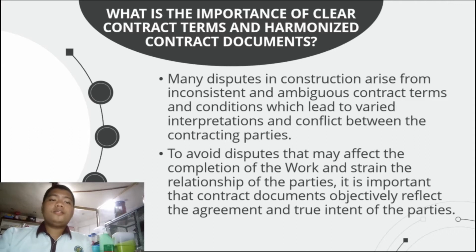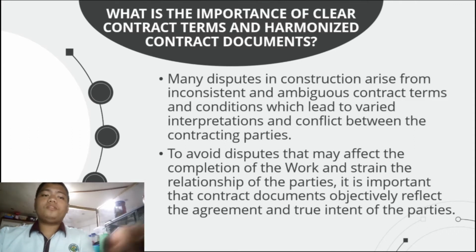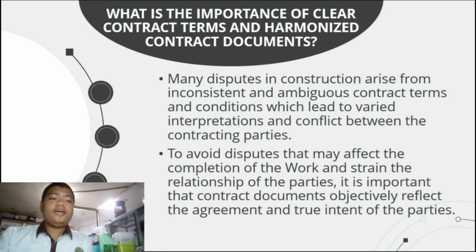Section number 1 provides the definitions of the terms, use, and the execution, correlation, and intention of the contract documents, as well as the rules to be followed in case of conflict or discrepancy.